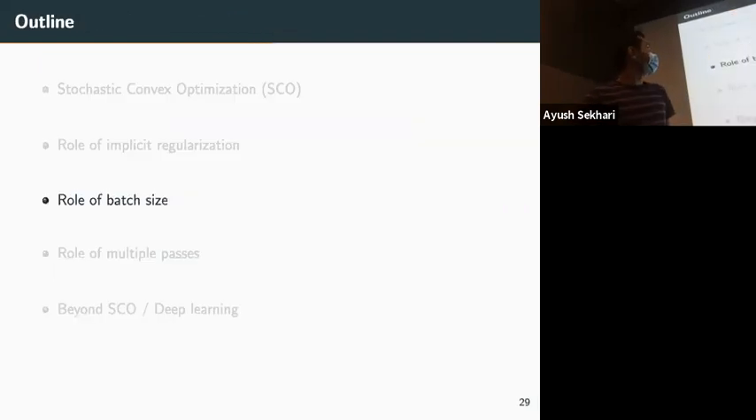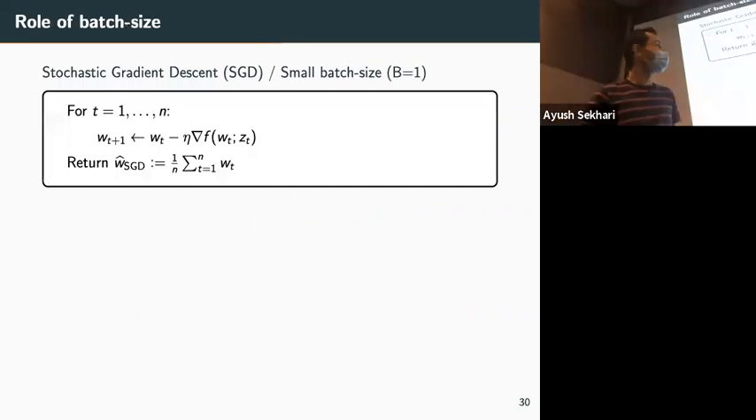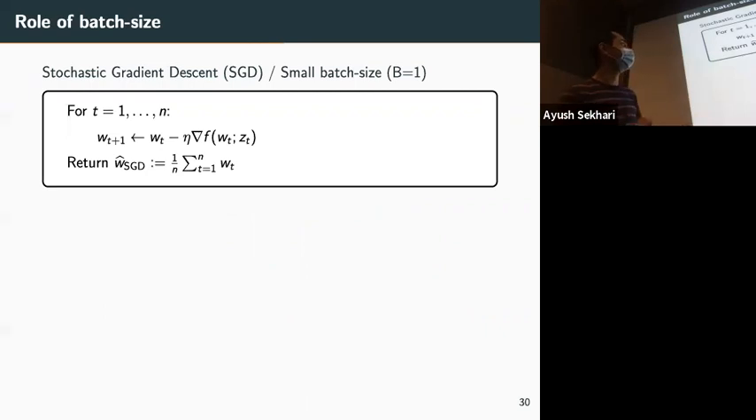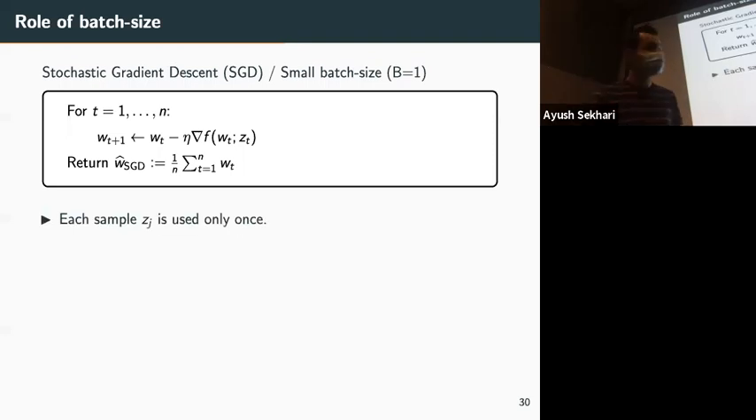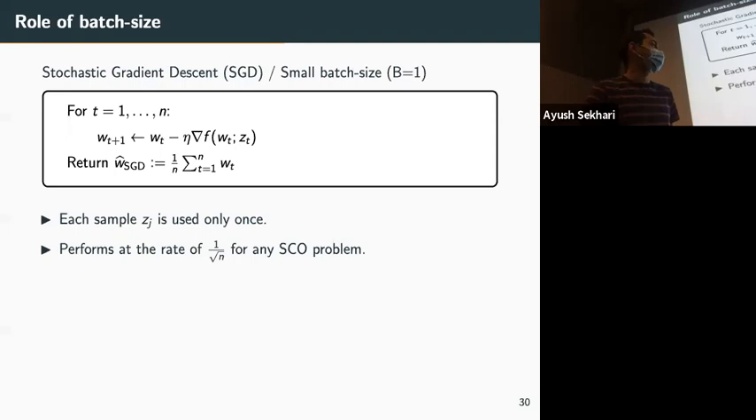Okay. So that was all about implicit regularization. Now I'll move on to the role of batch size. Recall that the SGD algorithm is a small batch size method where you use one sample at a time. To make things more concrete, you take a pass over the data set, and for every iteration, you use one point from the data set. And we discussed that this works for SCO problems and it's optimal.